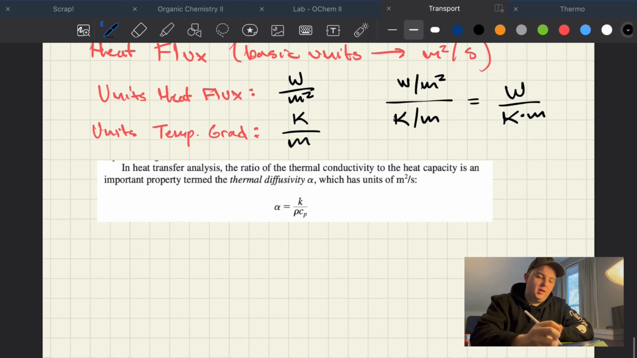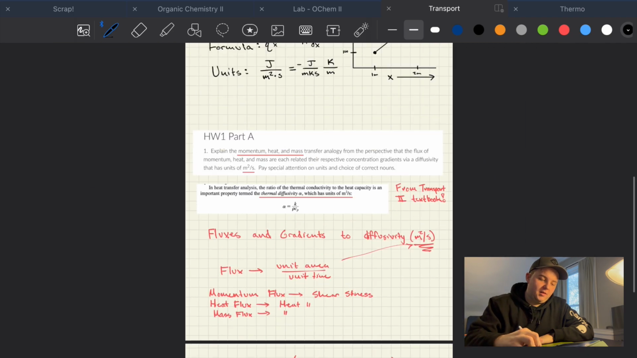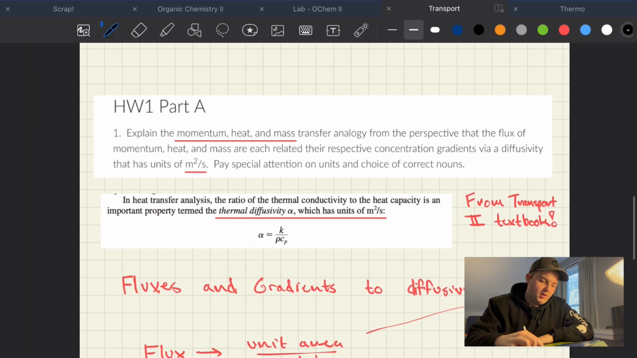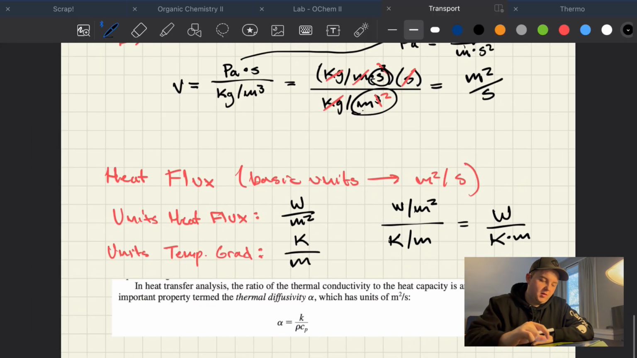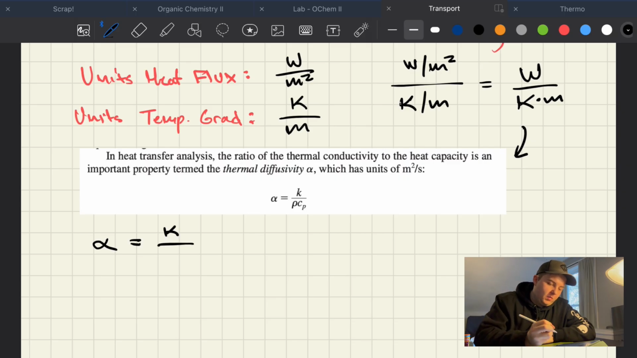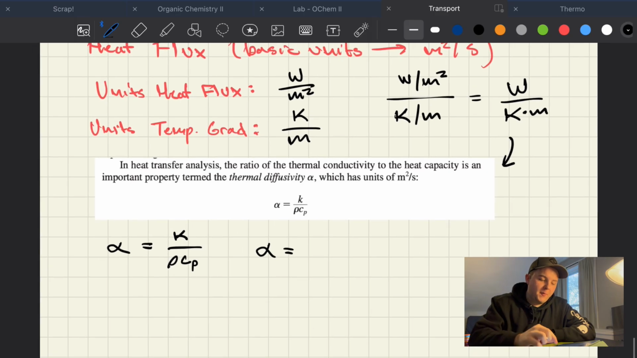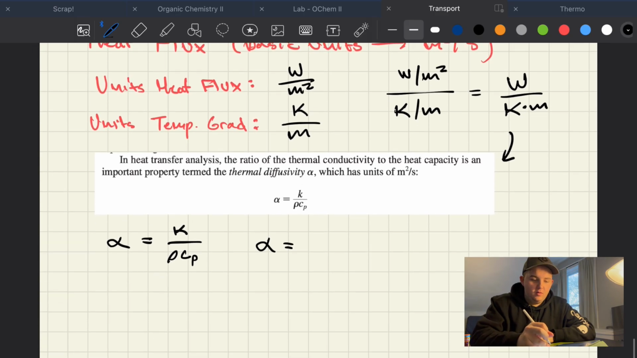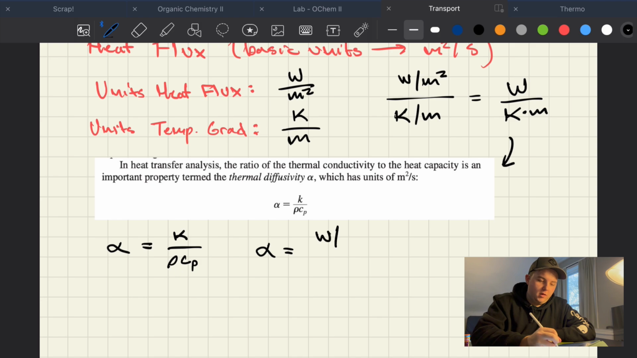And then as you can see here, I just added this from what I said earlier from the Transport 2 textbook that we're using this semester. We have alpha equals K over rho CP. So I'm just going to rewrite that out because we're going to use it in a second. So we're trying to solve alpha. Alpha here will be the heat diffusivity. And the K is going to be what we just solved. So it's going to be watt per Kelvin meter.